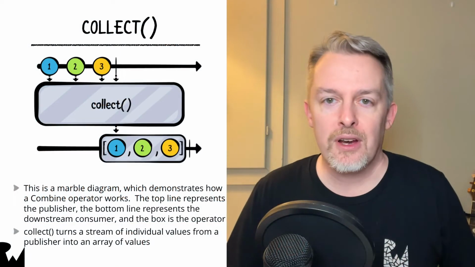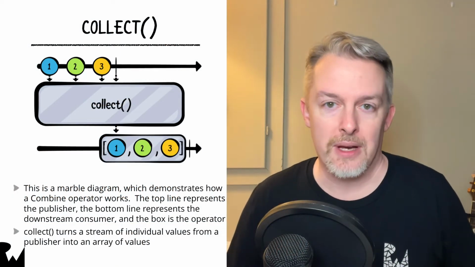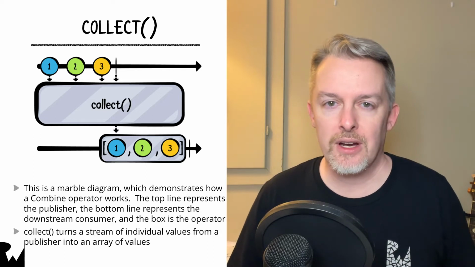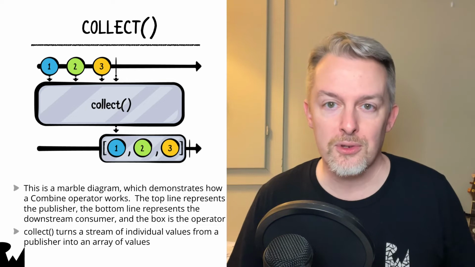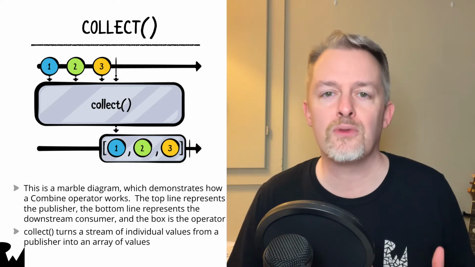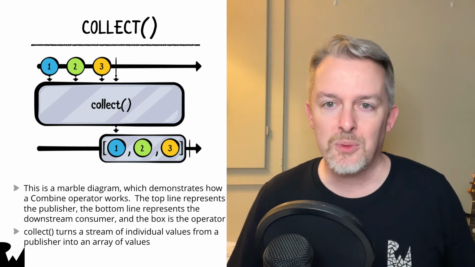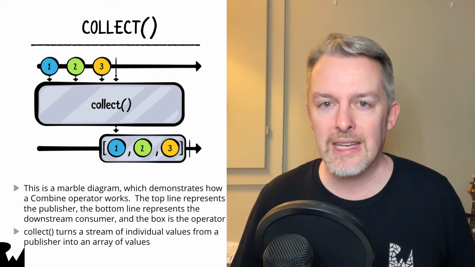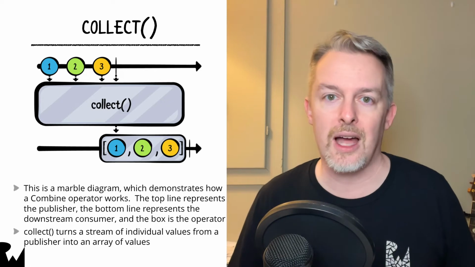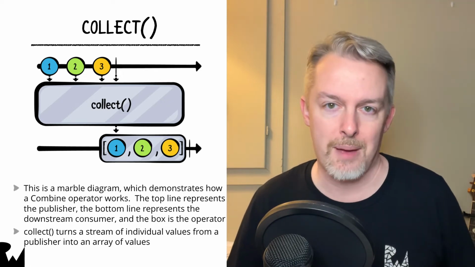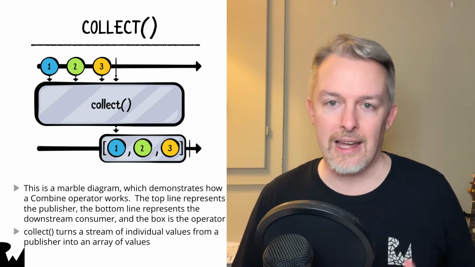The first type of operators we'll focus on are transforming operators. This style of operator is the most common and is used to manipulate values coming from publishers into a format that's suitable for subscribers downstream. As we discuss this type of operator, you'll see many similarities and differences with operators from the Swift standard library, such as map and flatMap. Let's start with the collect operator.